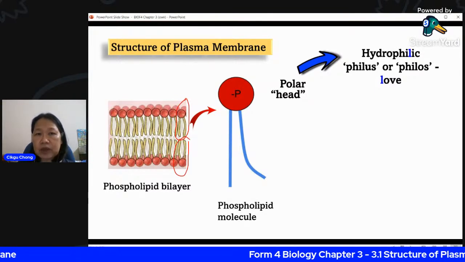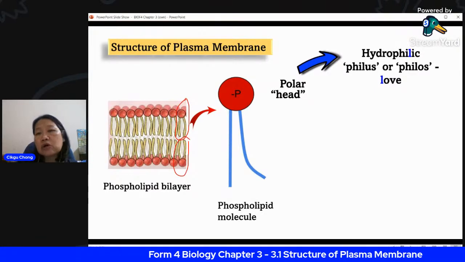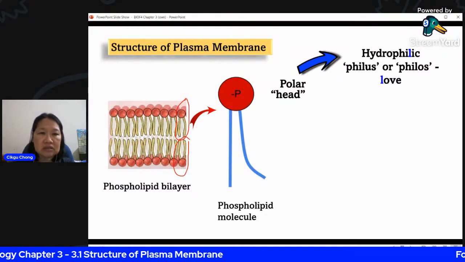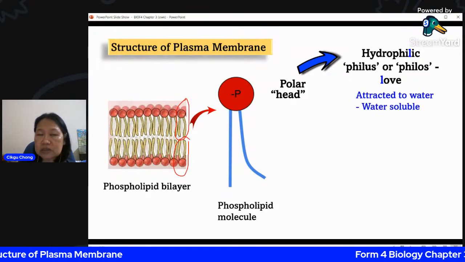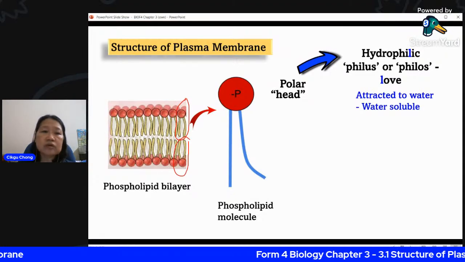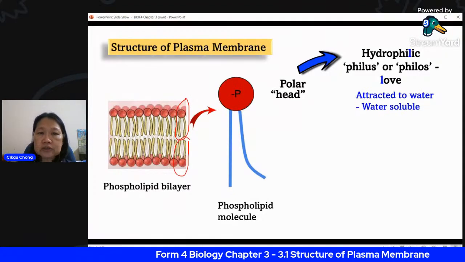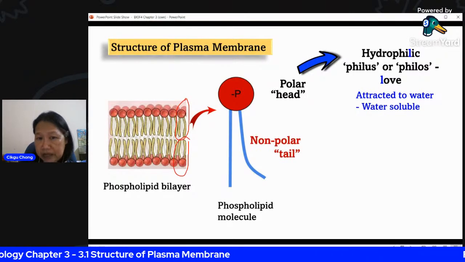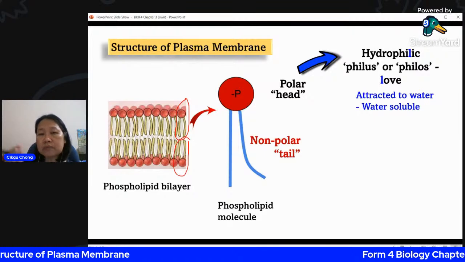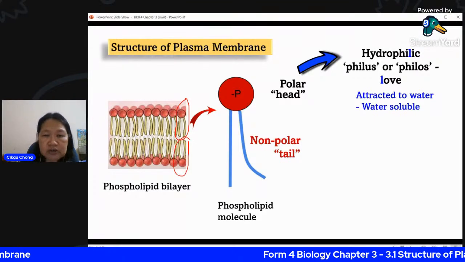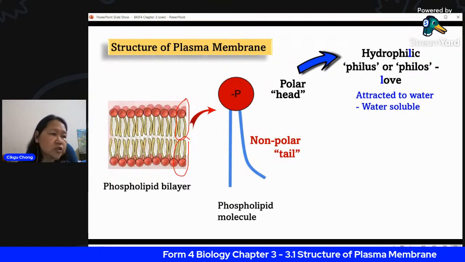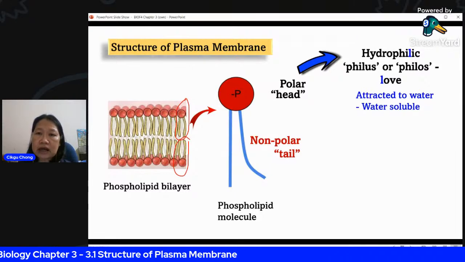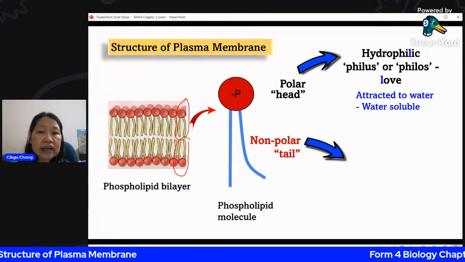So this polar head will be attracted to water, or rather water will be able to move near to this and attract the polar molecule. Attract this head. So it's attracted to water and we also consider it water soluble. So the head is water soluble. Then the other side where you have your two tails, this is a non-polar tail. Non-polar means the opposite, that is not charged. There are no unequal charges, no electropositive or electronegative charges there. So it is considered hydrophobic.